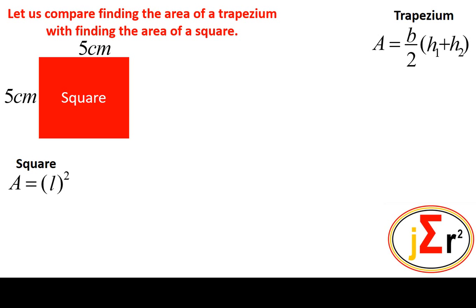How will we do that? We will do that by using the formula for finding the area of a trapezium to find the area of the square and show, as a matter of fact, that the area of the square by using the formula for the area of a trapezium will give us the same area if we were to use the typical formula for finding the area of a square.